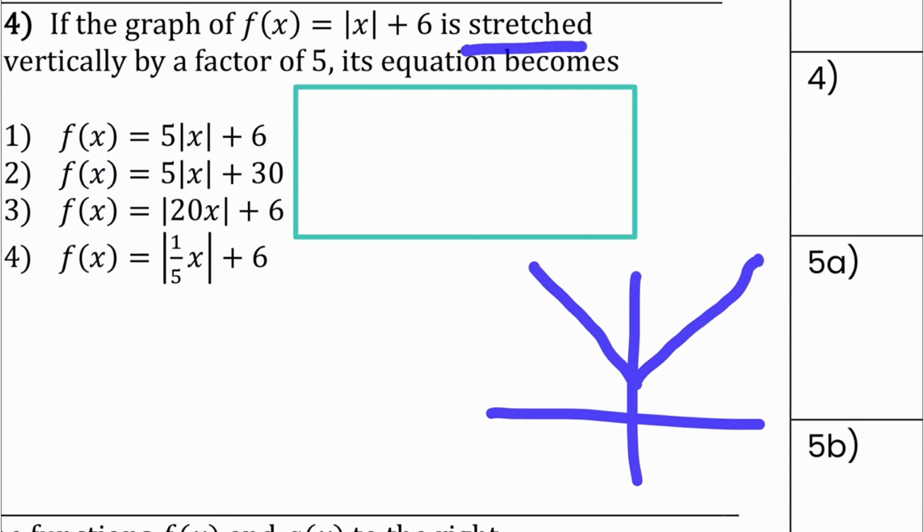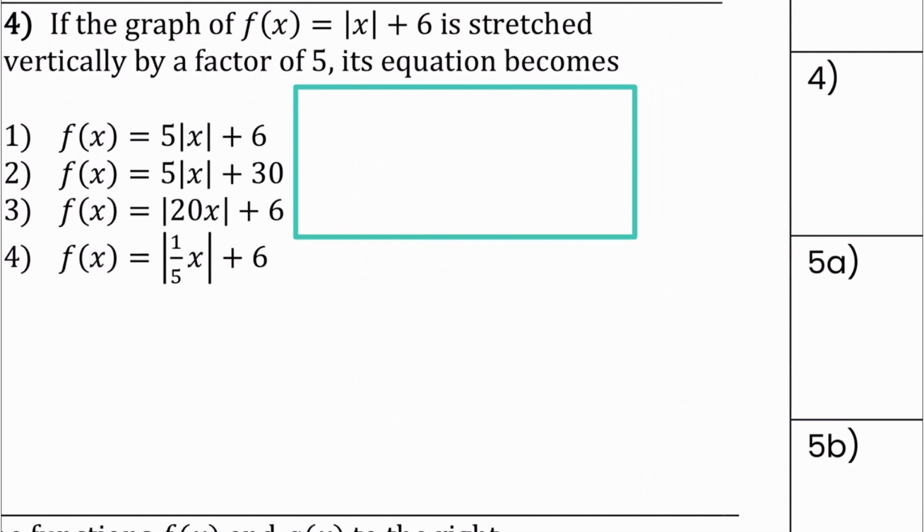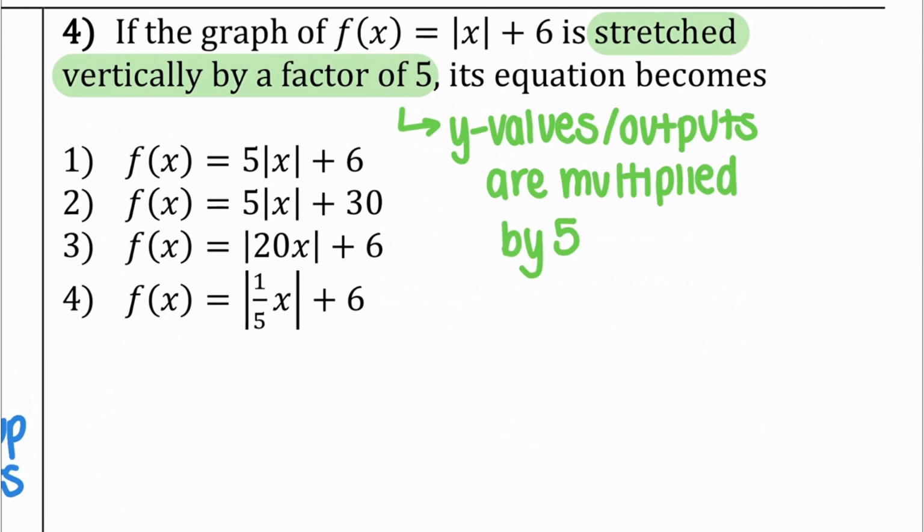So in the question, they want us to stretch it vertically by a factor of 5. So remember, stretching vertically means that we're stretching it up and down, or in other words, the graph is kind of like getting skinnier as such. So that's what we want. Once again, if we are stretching something vertically, that means that the y values are being changed. So therefore, we're going to have to multiply the y values by 5. And so right off the bat, we can eliminate 3 and 4 because these are influencing the x values, not what we want. So now we're down to 1 and 2.